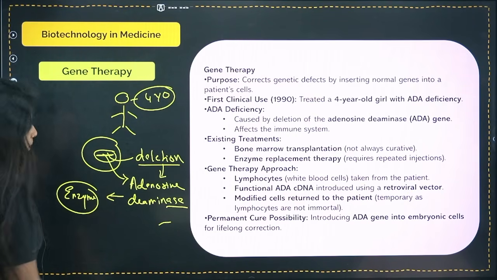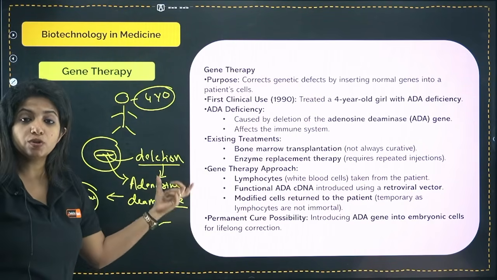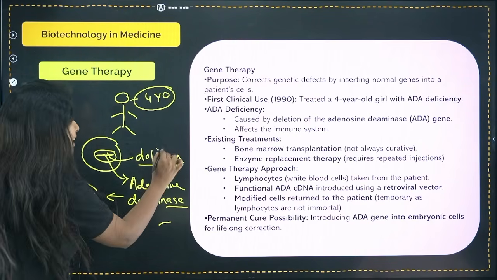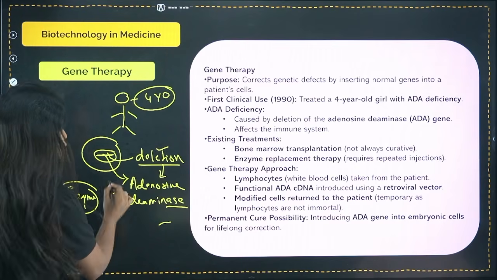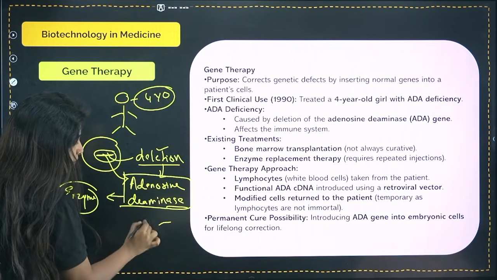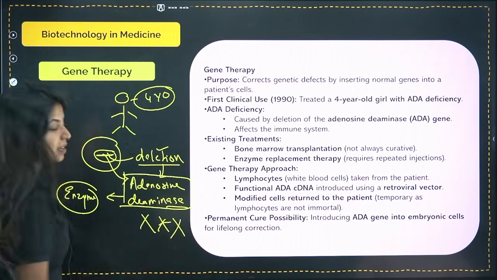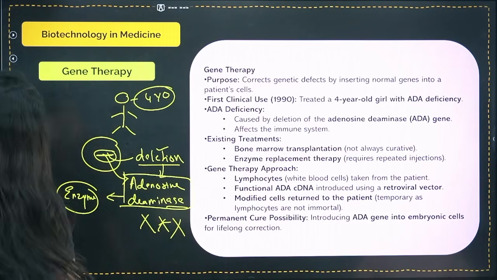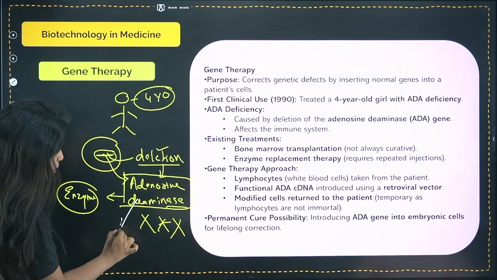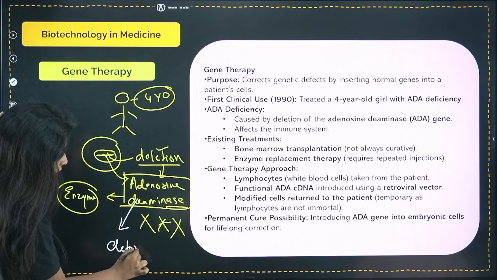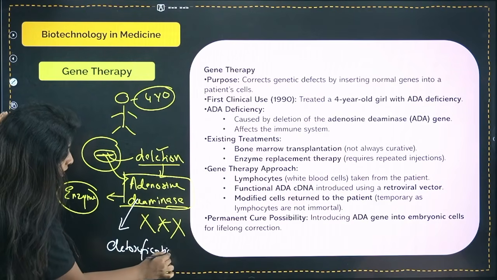So basically, the gene that was coding for adenosine deaminase got deleted, which means that there is no enzyme being produced. There is no enzyme being produced. Ma'am, is that a problem? Yes. Why? Because adenosine deaminase is responsible for detoxification of some substance inside the cell.